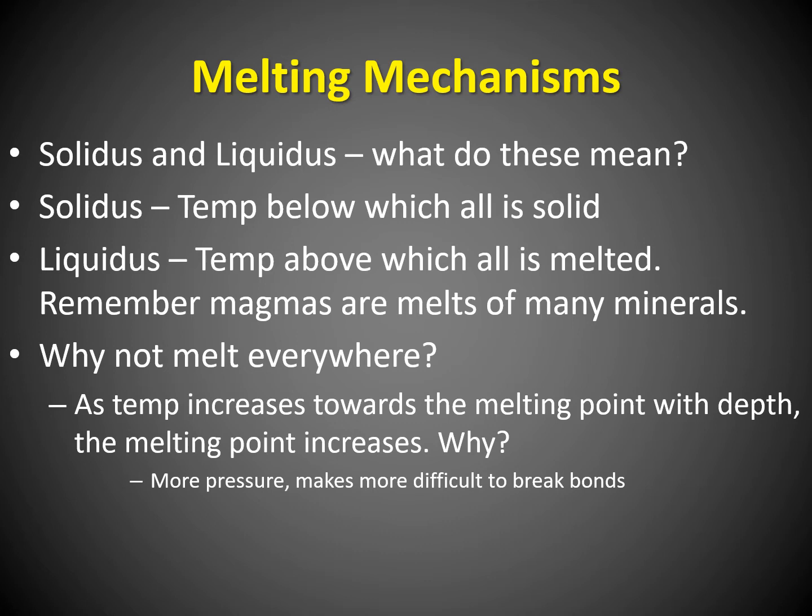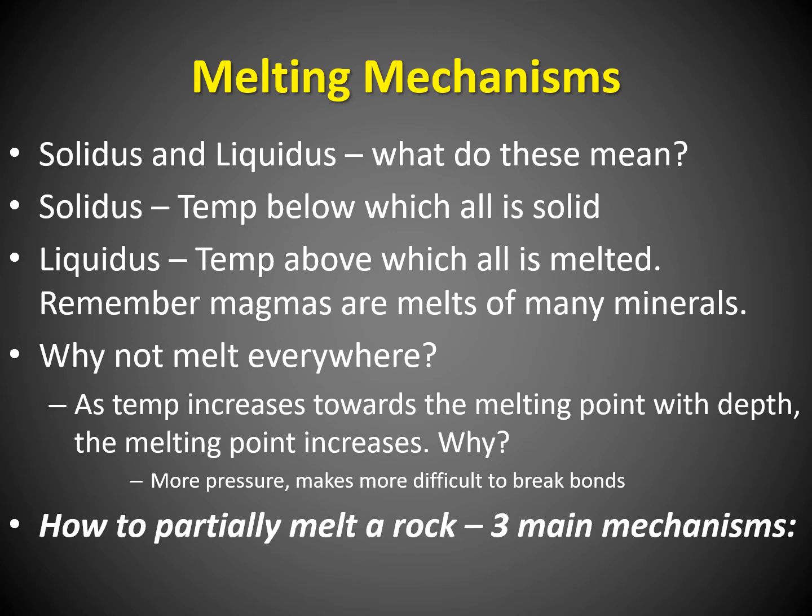Okay, we're spending the rest of the class talking about how we actually get rock to melt, even though it's really difficult to do so. We have the geothermal gradient. It gets things hot, but not hot enough. We add in some extra heat from radioactivity, and generally it's still not hot enough.